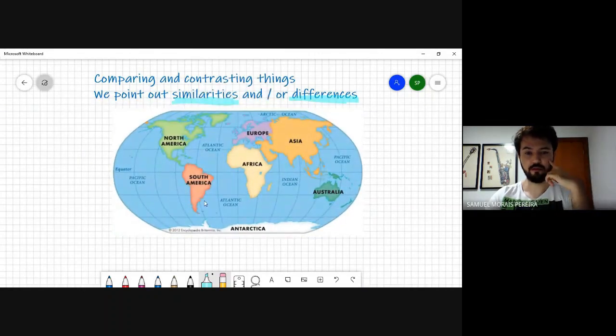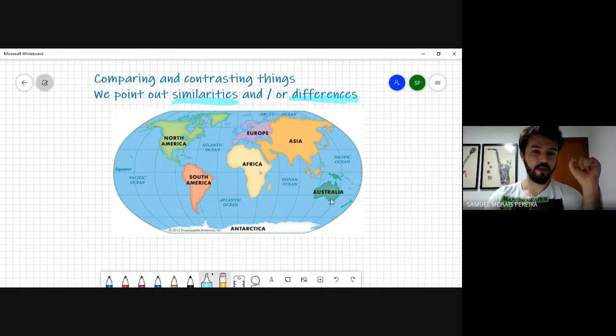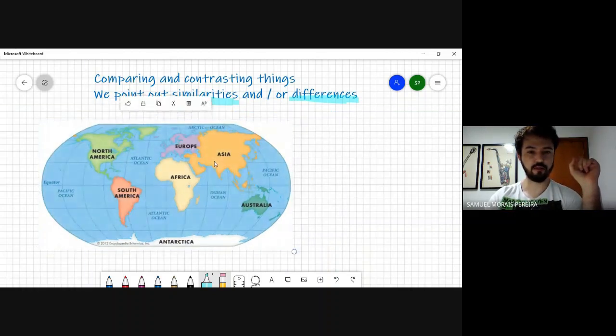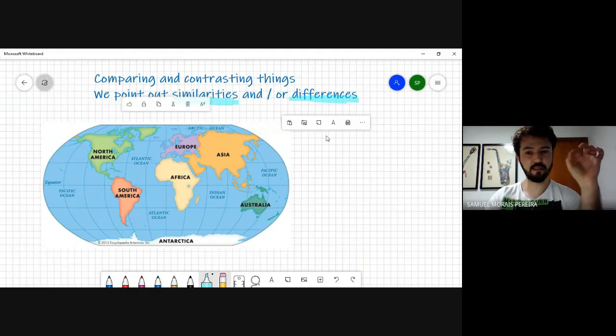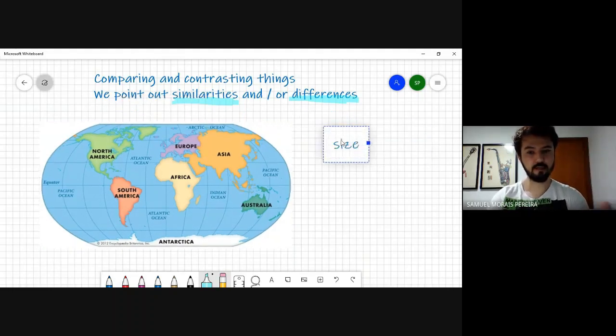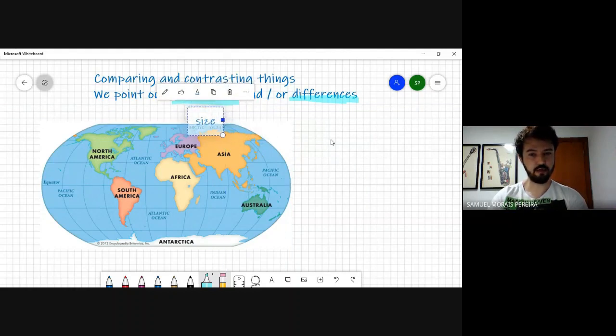And you have here the names of the continents, okay? You have here Oceania, right? But it's here as Australia. So we have North America, South America, Africa, Europe, Asia, and then we have here Oceania, okay? Well, if we compare Europe to Asia, we can notice that there is a very big difference, okay? In size, there is a difference when we think about the size of the continent. So when I compare Europe to Asia, I can notice that they are different in size, okay?